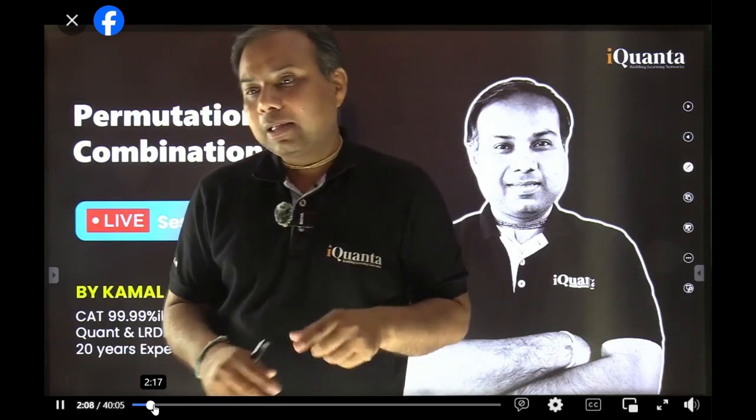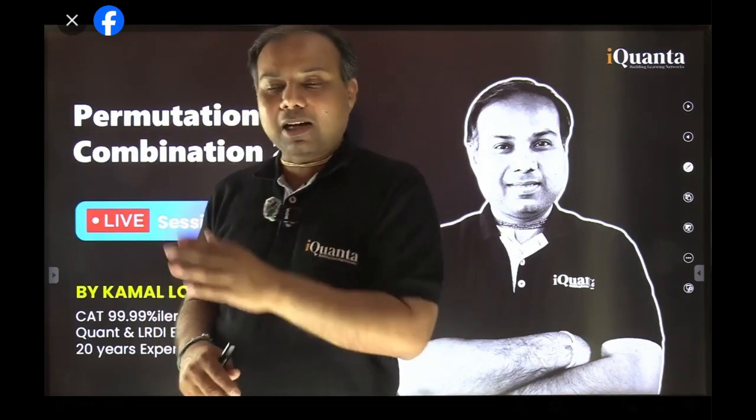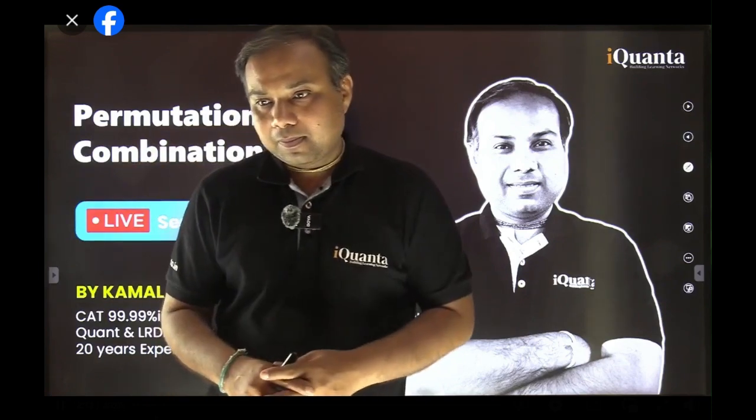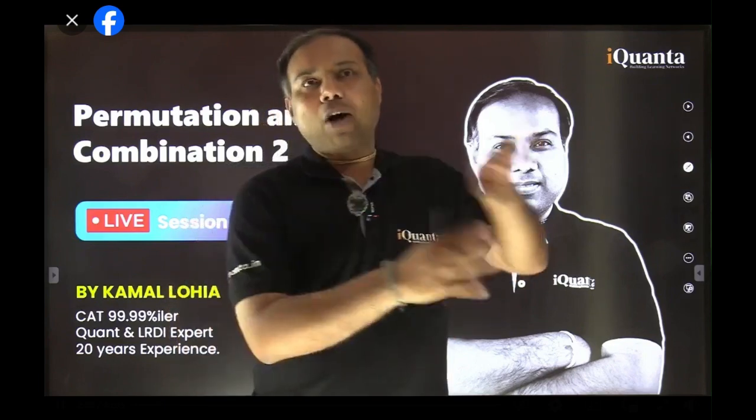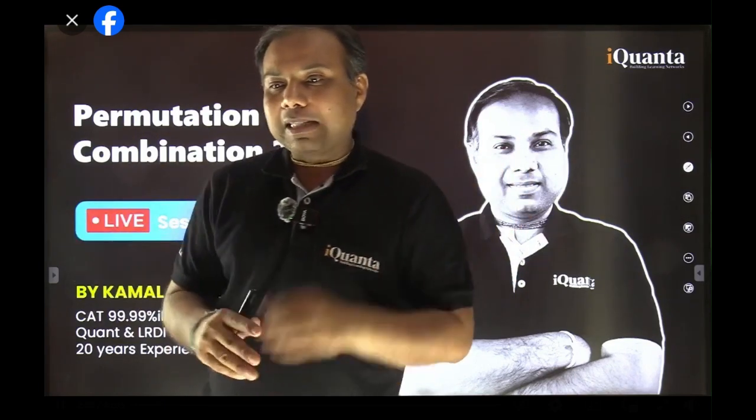We talked about the fundamental principle of counting. We need to multiply: the first task can be done in how many ways, and the second task can be done in how many ways, and so on. Or if we are to perform either of the tasks, if task 1 is to be done or task 2 is to be done, and so on, in that case the ways were added.